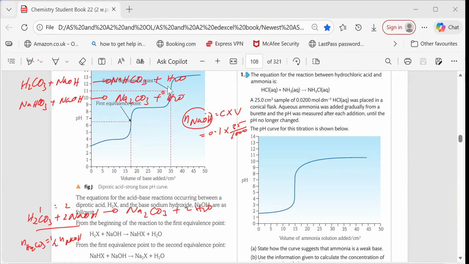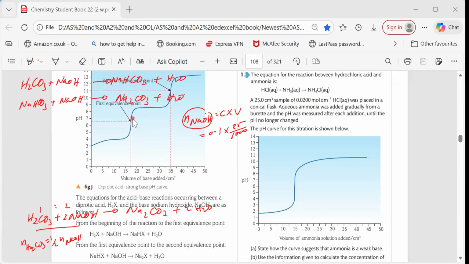But if you are using an indicator in this part, this means that the equivalence point will be 35, and this means that you can use it at once. You are not going to multiply it by 2 to get the number of moles of sodium hydroxide. Understand me? Understand me, Hamza, or would you like me to repeat? Okay, you all understand what I said here?